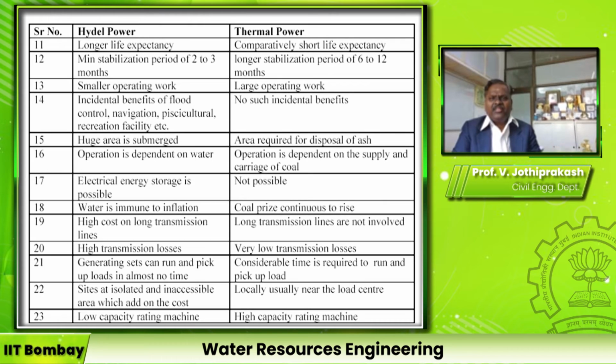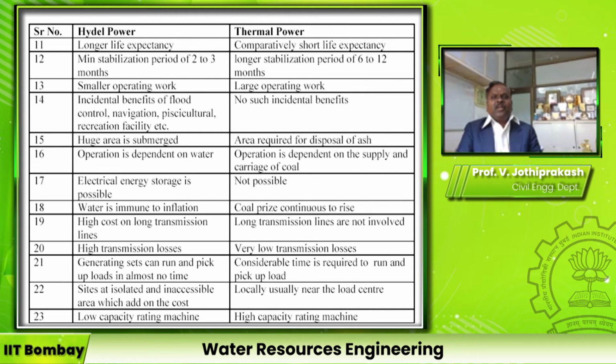In thermal power, the area required is very little; more area is required only for disposal of ash. The operation of hydropower is dependent on water. When there is no water, we cannot produce hydroelectric power. But when there is a continuous supply of coal, you can produce thermal power. And electricity storage is possible: you can store it in powerhouses, transmitters, everything.